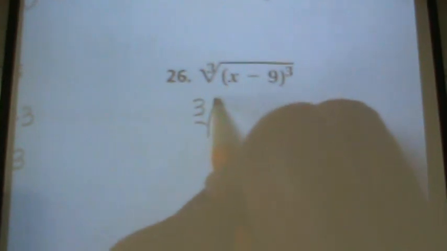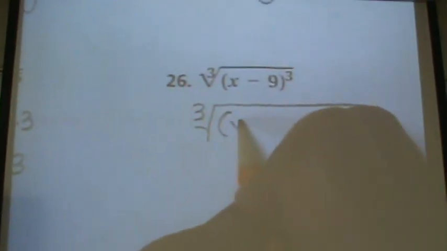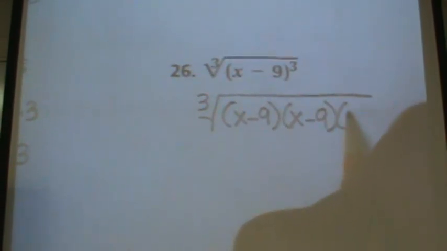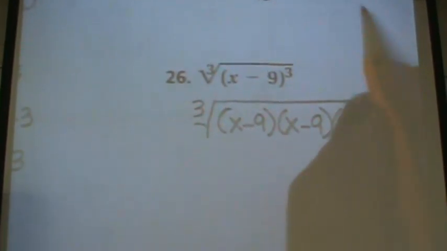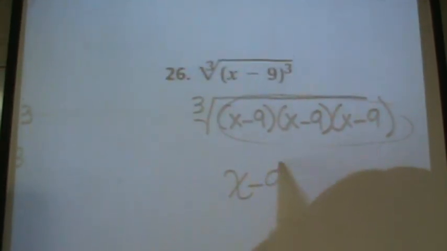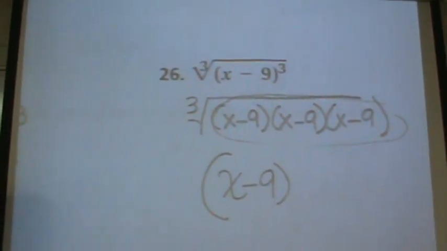26, this is a quantity. You've got 3 sets of the x minus 9. 3 of these. So that will come out as just a plain old x minus 9.